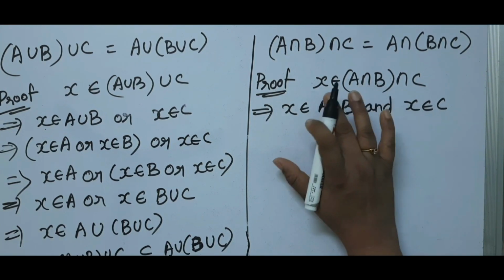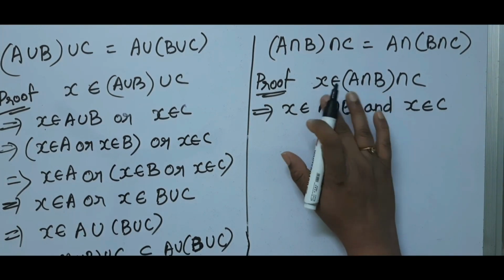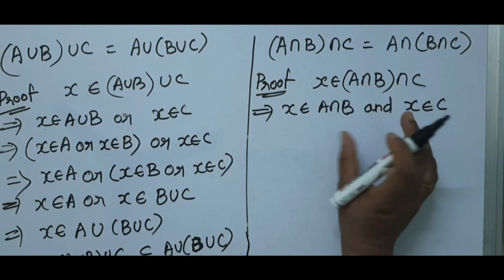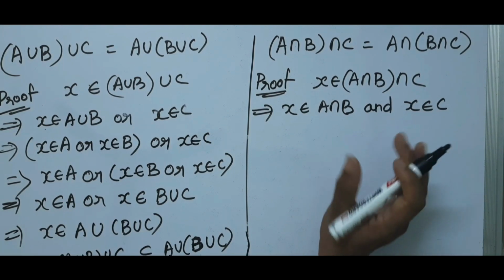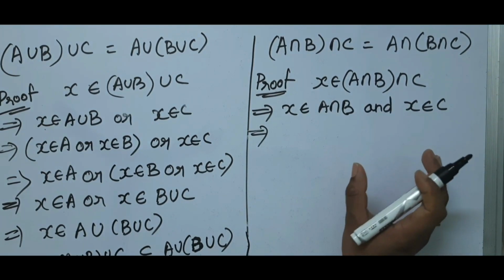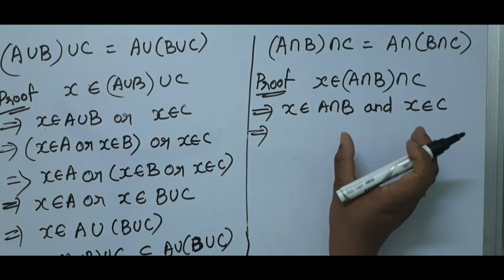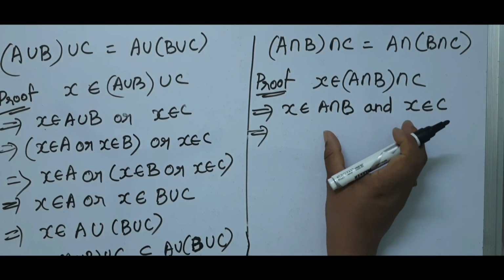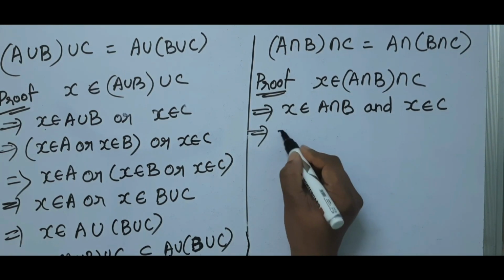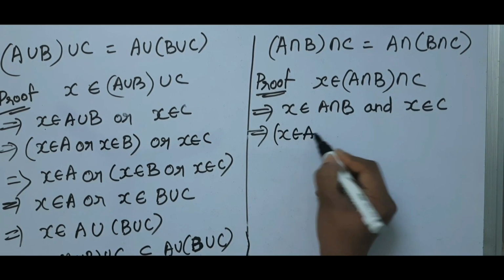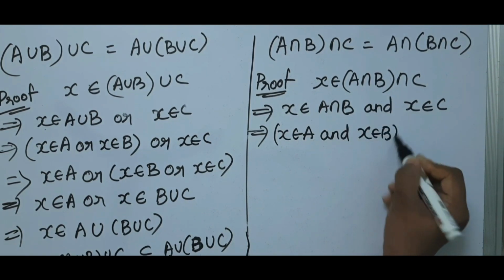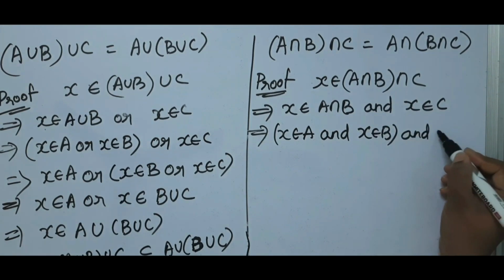So when we say that X belongs to A intersection B intersection C, this word "and" indicates that this is the common element of these sets. As I said in case of commutative law, the same thing you have to understand here: "and" indicates only the common element. So this can be written as X belongs to A, as intersection is there, and X belongs to B, and X belongs to C.